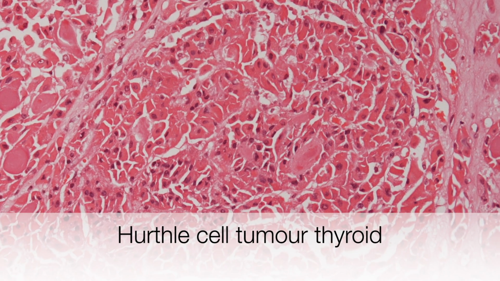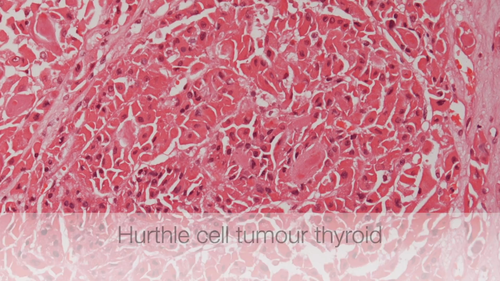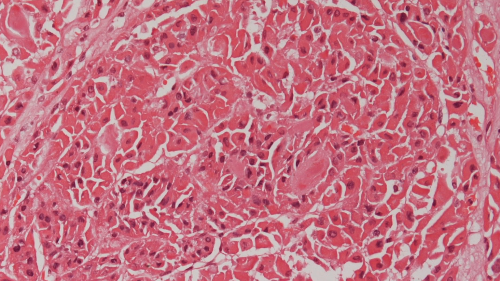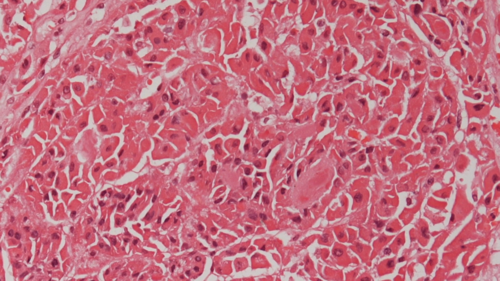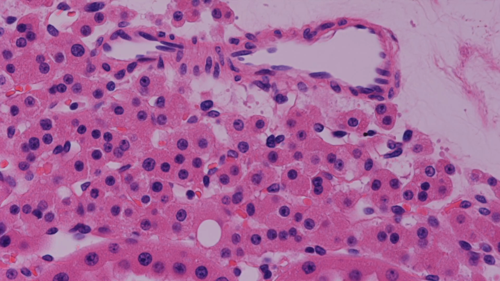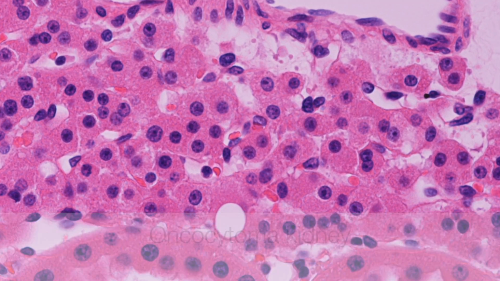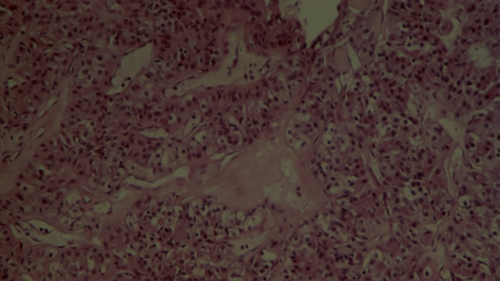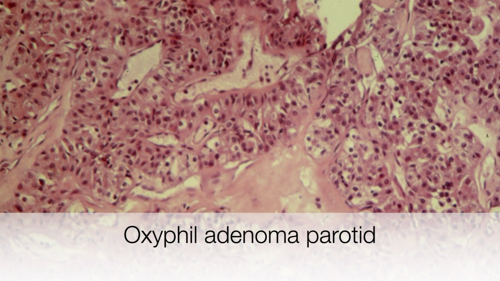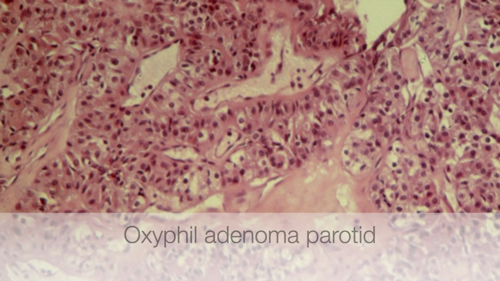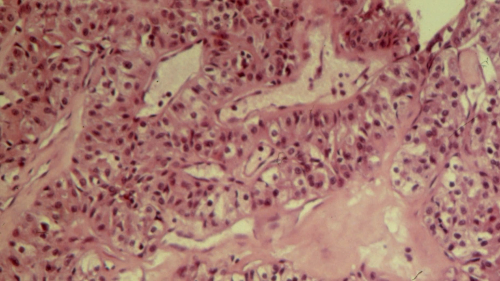This is a Hurthle cell tumour of thyroid composed of oncocytes with abundant pink staining cytoplasm. This is the microscopic appearance of a renal oncocytoma. And finally, this is an Oxyphil adenoma of parotid, sometimes known as oncocytoma.